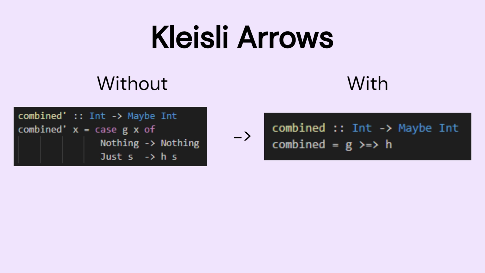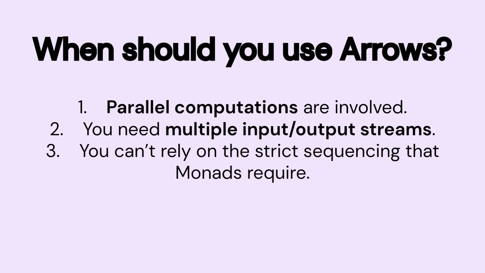And for comparison, here you can see how you can achieve the same functionality without using Kleisli arrows. You can see that it takes a lot more lines if you don't use the Kleisli arrows. So we saw how arrows allow us to compose complex transformations step by step, making our code more modular and easier to understand. So let's finish with an important question. When should you use arrows?